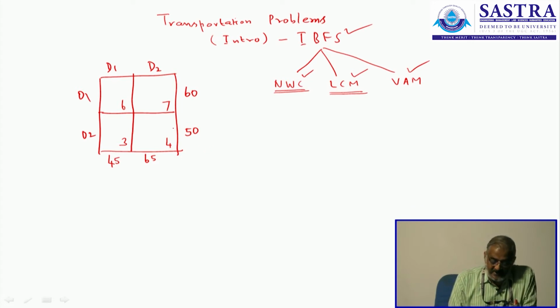Now for this figure, what is the northwest cell? North is on the D1 D2 side, west is on the O1 O2 side. So the northwest corner is this, that is O1 D1, where the demand is 45 units, supply is 60 units. So supply the entire demand of 45. This is possible. Now since the entire 45 units are satisfied, I can cross this demand column.